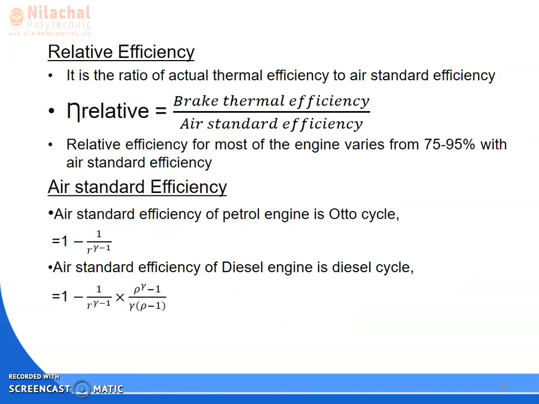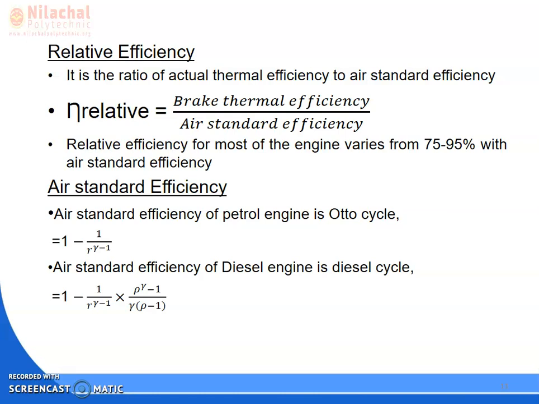Then we will go for relative efficiency. What is relative efficiency? It is defined as the ratio of actual thermal efficiency to air standard efficiency. What is your actual power? Your brake power, that is useful. So brake thermal efficiency by air standard efficiency gives us relative efficiency. The relative efficiency of the engine varies from 75% to 95%. The brake thermal efficiency formula you know: brake power by mass flow rate of fuel into calorific value. From that you can calculate.